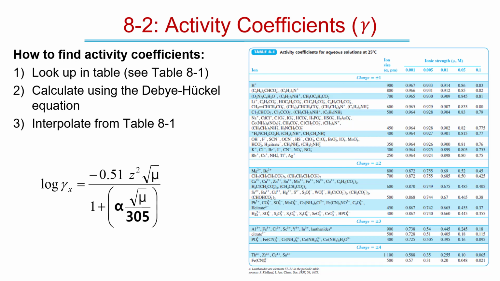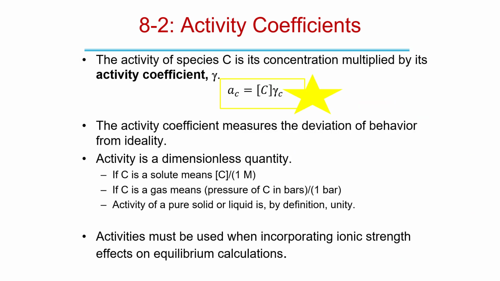If it's not on this table, so if your ionic strength is not listed along the top there, then you can either calculate using the Debye-Hückel equation that you see here, or you can interpolate from a table. And I will show you how to do that in a later video. Okay, so now we've used ionic strength to calculate activity coefficients. How does that change equilibrium?